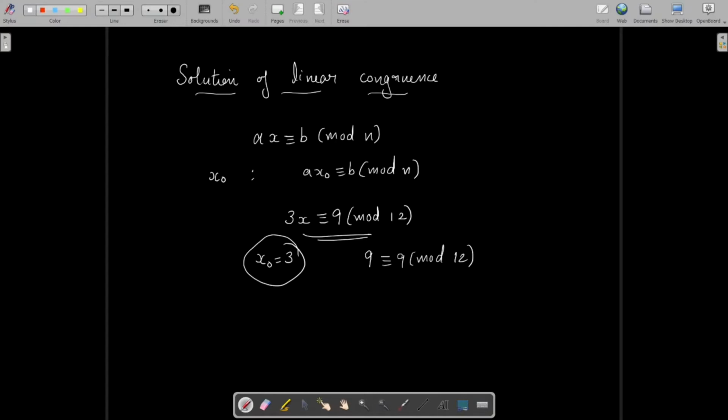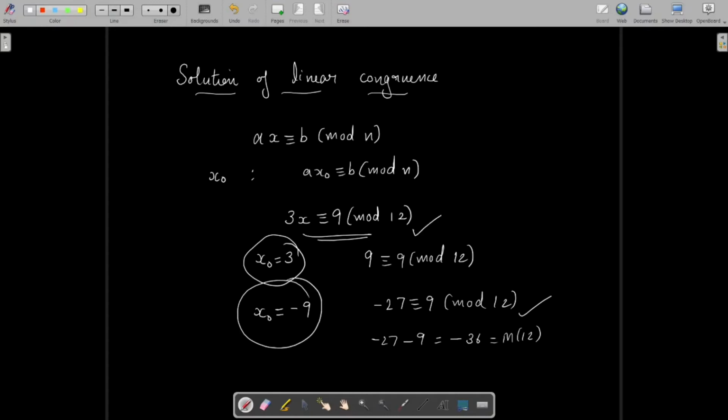There may be other solutions also. Suppose we choose x0 as negative 9. Then 3 times minus 9, that is minus 27, is congruent to 9 mod 12. That is, minus 27 minus 9 equals minus 36, which is a multiple of 12. So this linear congruence is correct. That is, x0 equal to minus 9 is also a solution of this linear congruence. Now, how can we locate the exact solutions of a linear congruence? That is the method we are going to study.